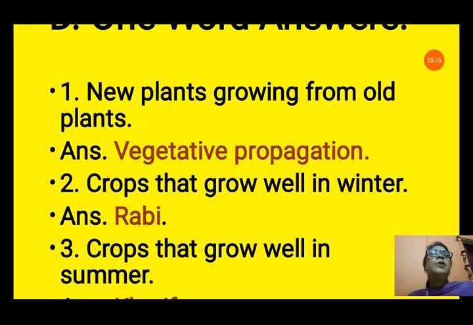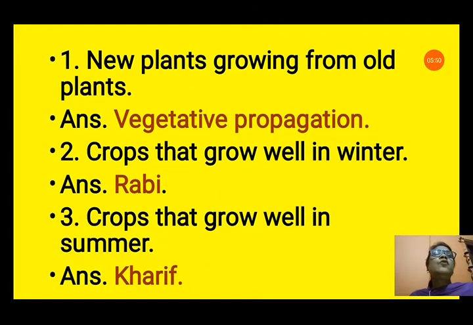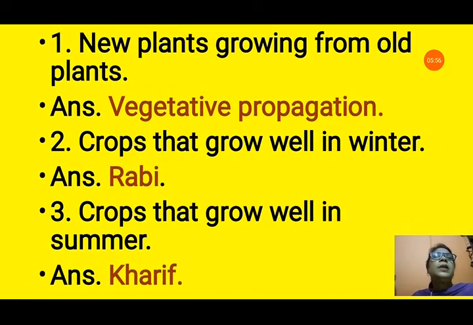Now D number question is one word answers. First number is new plants grow from old plants. We know that new plants grow from the old plants, that is the other parts of the plant like stem, root and leaf can produce a new plant, that is known as vegetative propagation. Number 2, crops that grow well in winter. We know that the crops that grow in the winter are known as rabi crops. So the answer will be rabi.